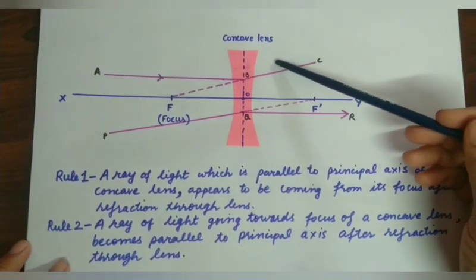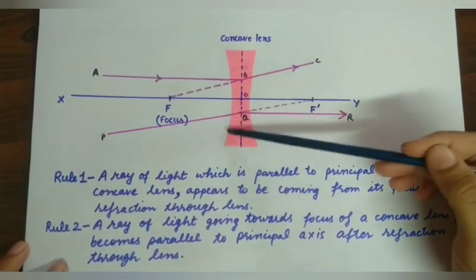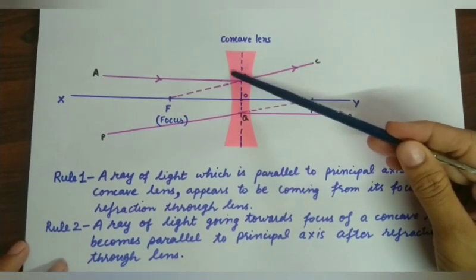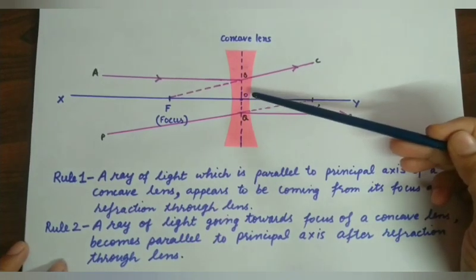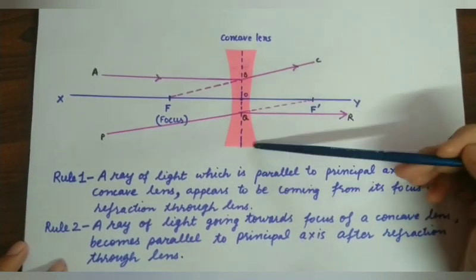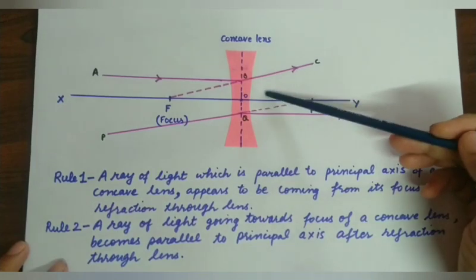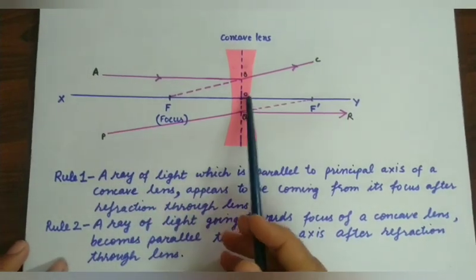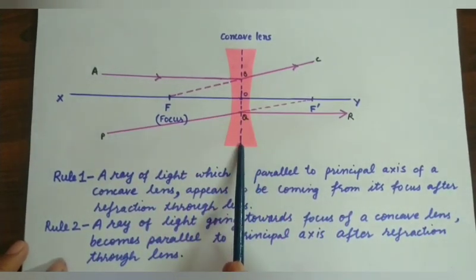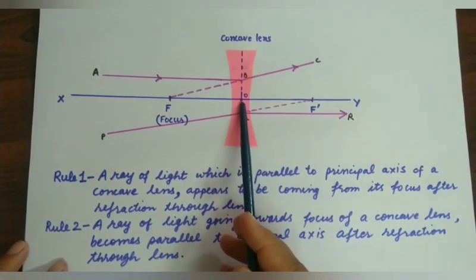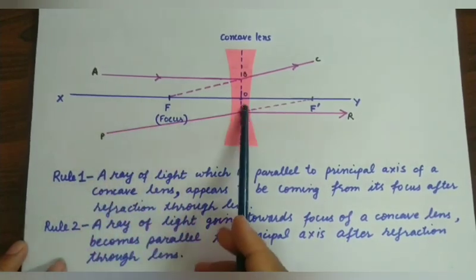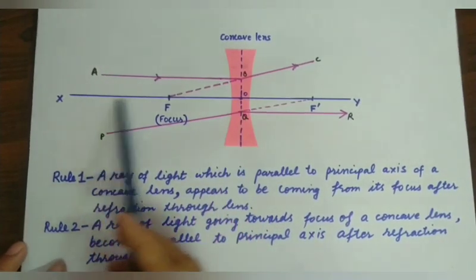Concave lens. It is a biconcave lens because it has two surfaces curved inwards. It feels thin in the middle and thicker at the edges. The concave lens is also known as the diverging lens. This is the center line of the lens. O, optical center. XY, this is the line which is passing through the optical center. It is known as the principal axis.